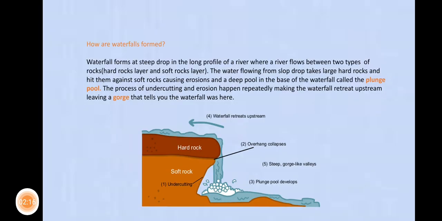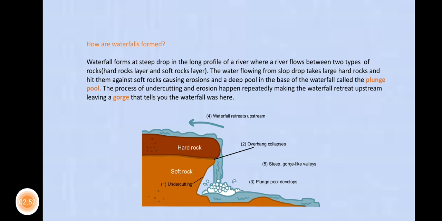What are waterfalls and how are they formed? Maybe all of us or most of us have seen waterfalls in real life. They are beautiful, but what is more beautiful is the science behind them, how this all came to paint this nice picture of nature. Waterfalls form at a steep drop along the profile of a river where the water is flowing between two different rock layers. One of them is harder and the other is softer.